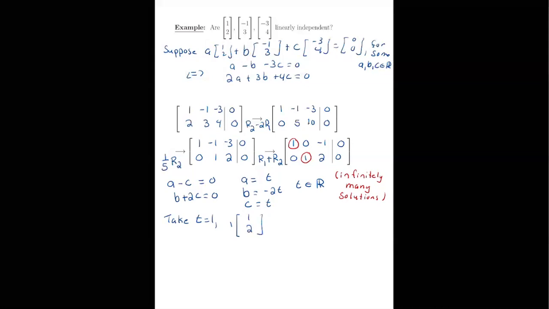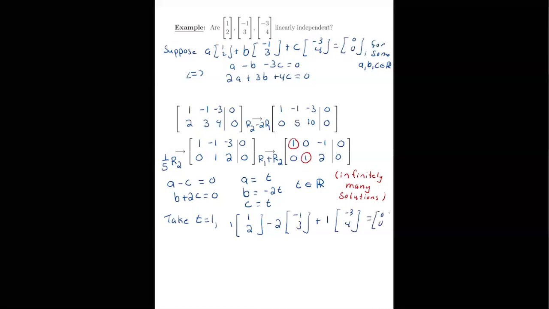B was the coefficient on the vector negative 1, 3. So if I plug in 1, I'm going to get negative 2. Again, I'm taking T to be 1, so I'm going to get 1, negative 2, 1. So this is the coefficient negative 2 on negative 1, 3. And then C is 1, and that's the coefficient on negative 3, 4. So this would be plus 1 times negative 3, 4 is equal to 0.